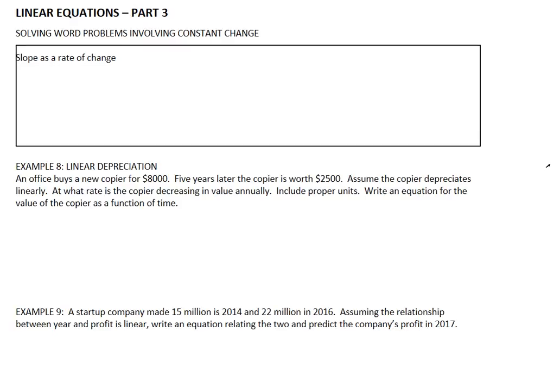Alright, so finally we're going to do linear equations part 3, and we are going to talk about word problems involving constant change. If it has constant change, there's a linear relationship. And that slope is equal to that constant change. So we're going to think about slope as a rate of change, and you've heard of this before.